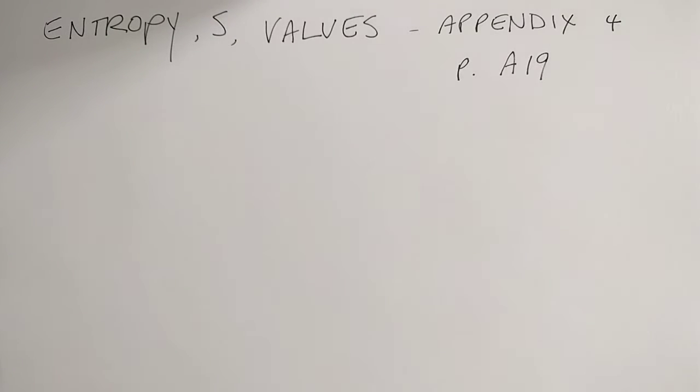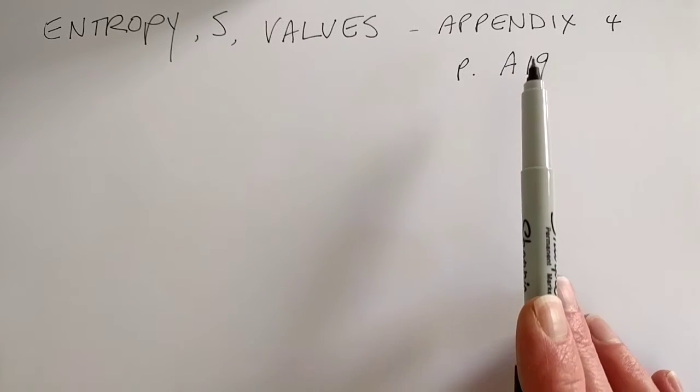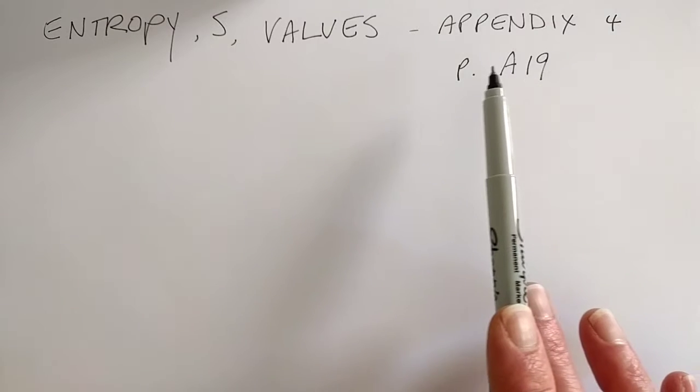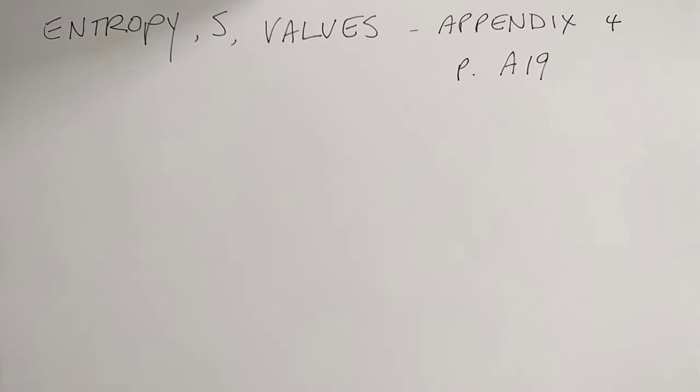So for entropy values, you're going to go to your textbook, Appendix 4 on page A19. And we've used that appendix before. That's where we have our delta H zero of formation values. There's also a column for delta G zero formation. We'll learn about that later. And then there is a column for S0.